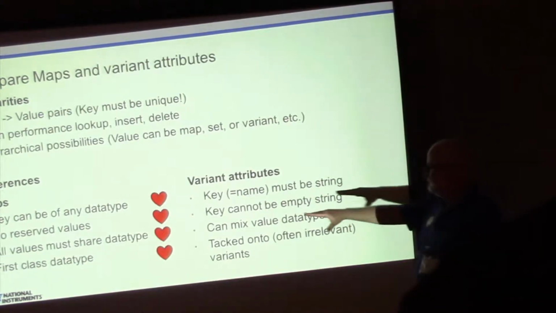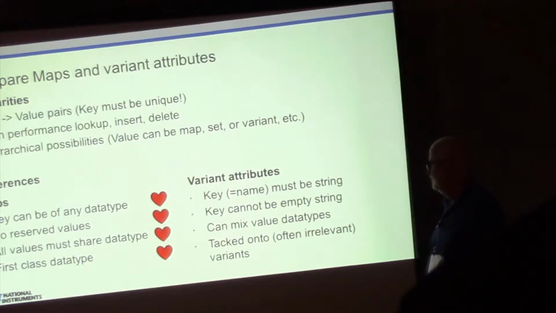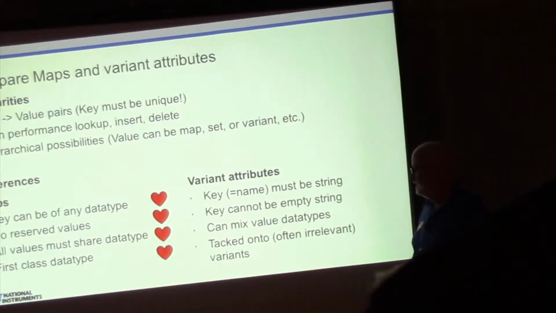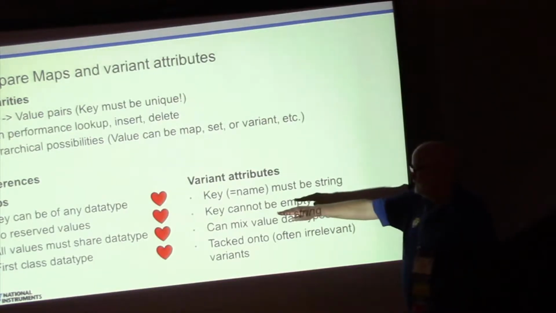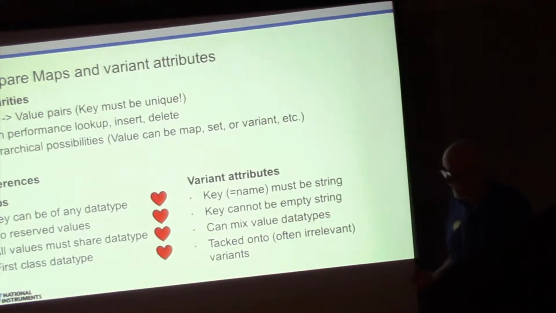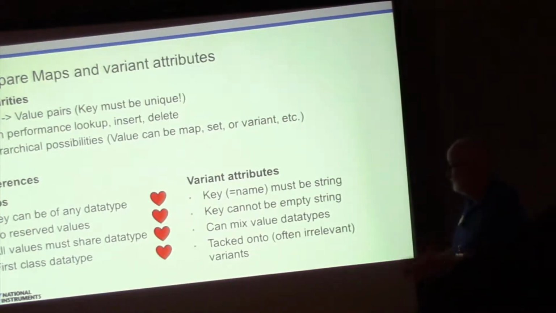So all values must share the data type. Variant attributes, it's a variant. You can actually mix. Some attributes can be a double, some can be Boolean, and so on. Some can be a string. Of course, then later to unwrap it, you need to know what it was, so that makes it a little more complicated. It's probably better and cleaner if you have one data type for a given map. The data type can be anything, but for a given map it has to be constant.